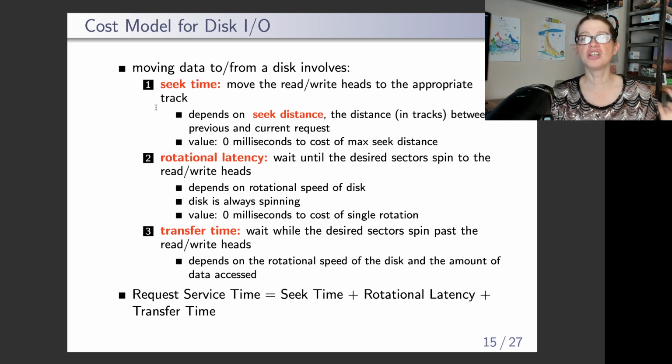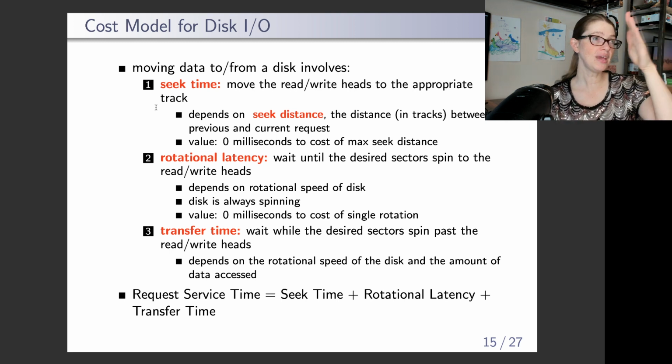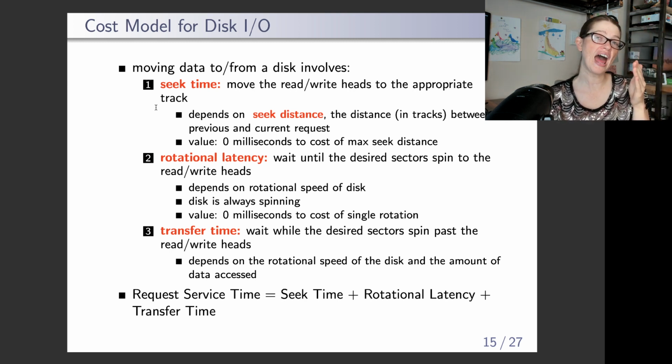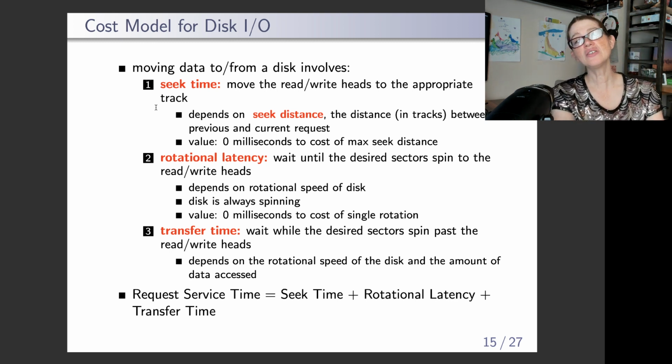Then we have the rotational latency, and that is how long we have to wait until the desired sector is actually under the read-write head. So assuming we already have the read-write head over the correct track, how long does it take until that sector rotates around again? And again, this is going to depend on the hardware manufacturer's speeds of the platter rotation. So I know when I got my first computer, you were looking at 5,400 RPM, that was a pretty fast disk. Nowadays, I think you can get disks that have over 12,000 RPMs. That's revolutions per minute.